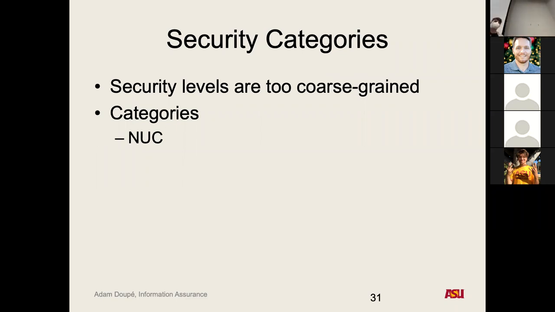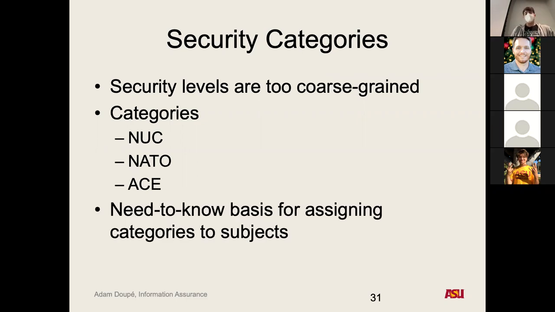So that's why you can go look up these categories. Nuclear is one, and the header and footer of each page also remind you or help you realize when something has happened. NATO, ACE, I believe, is some missile program. The general principle here is similar to least privilege. It's a need to know basis for assigning categories to subjects.